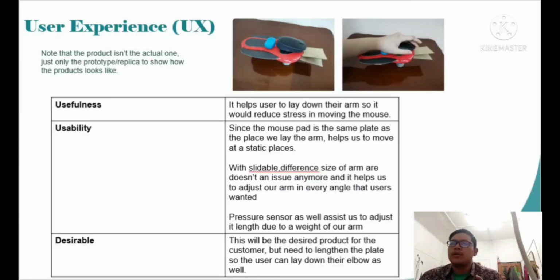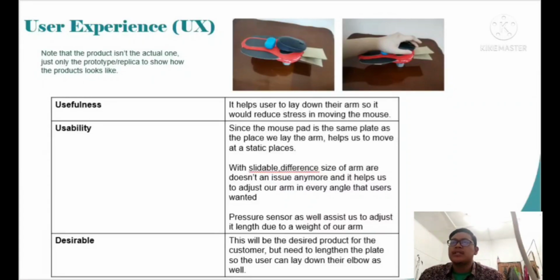So it helps users to lay down their arm, so it will reduce stress in moving the mouse. Second one is usability. Since the mousepad is the same place as the place that we lay down our arm, it will help us to move the mouse in a static place, just around the place at the mousepad. With a slidable system in our product, different size of arm doesn't issue anymore. It helps us to adjust our arm in every angle that users or we wanted.